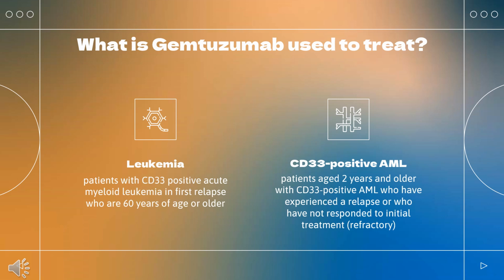What is gemtuzumab used to treat? Indicated for the treatment of patients with CD33-positive acute myeloid leukemia in first relapse who are 60 years of age or older and who are not considered candidates for other cytotoxic chemotherapy. Indicated for the treatment of patients aged 2 years and older with CD33-positive AML who have experienced a relapse or who have not responded to initial treatment, refractory.